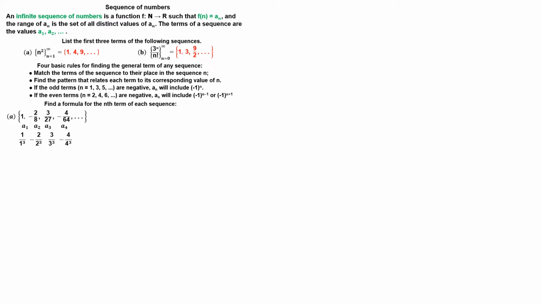We also should notice how the sign changes from term to term. As this sequence has negative even terms, we will multiply by minus 1 raised to the power of n plus 1. Thus, our formula is given as follows.